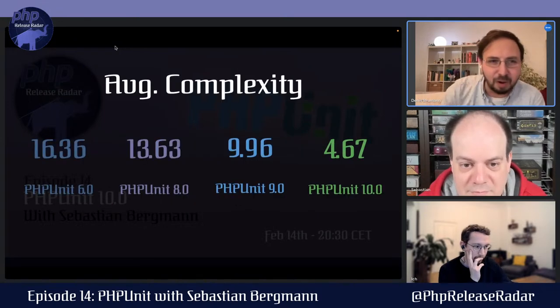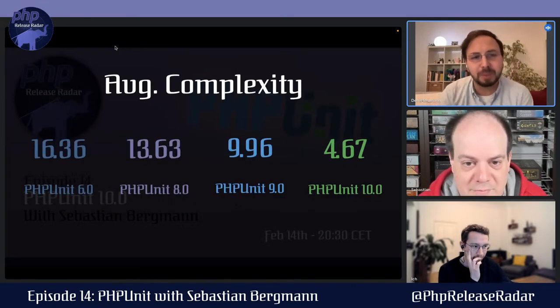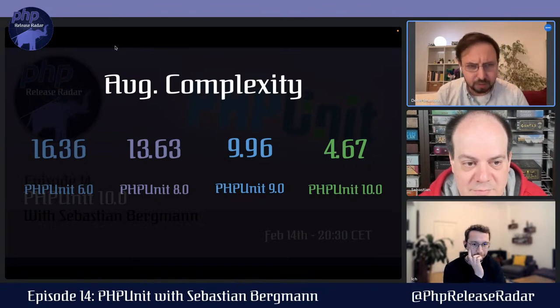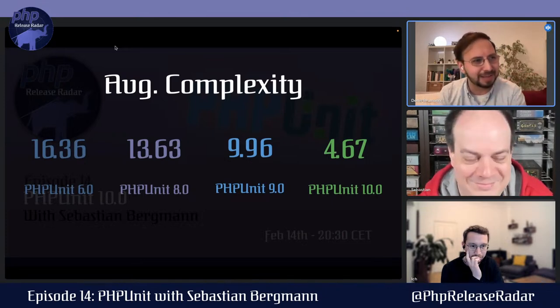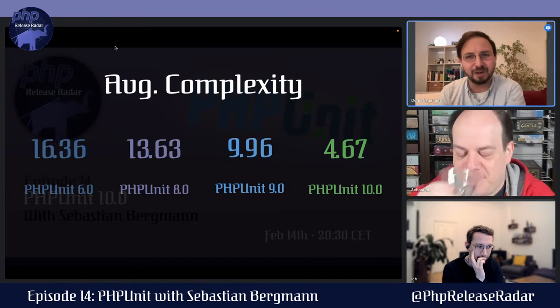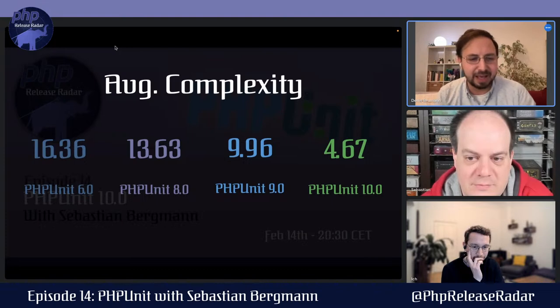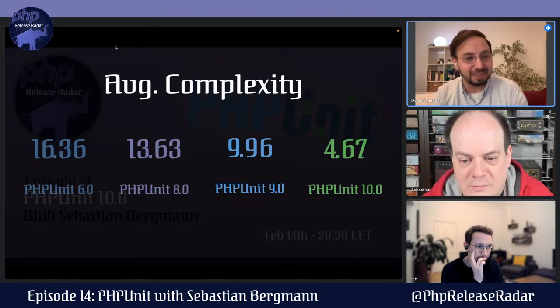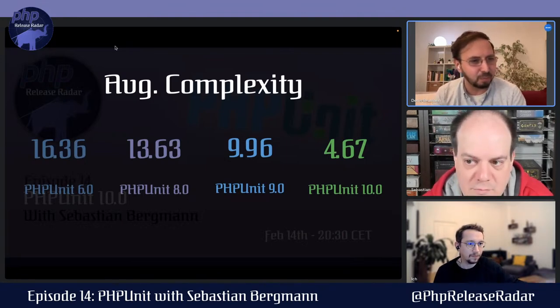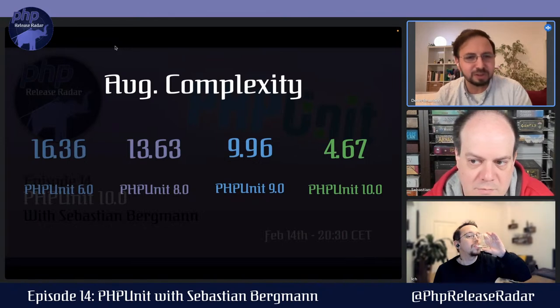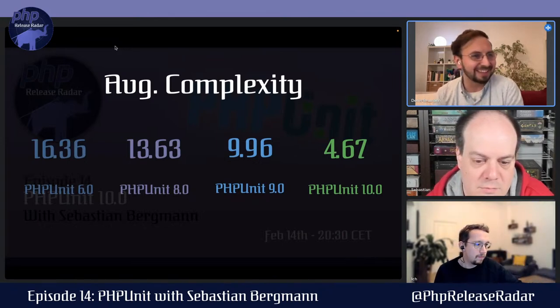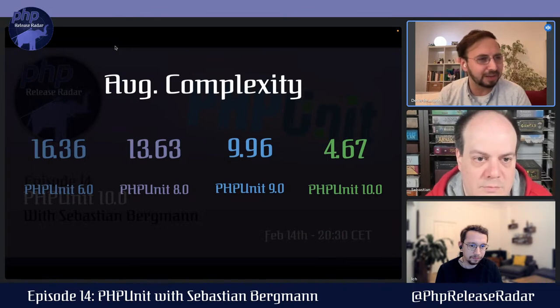And also, if you see the average complexity of PHPUnit, I think it peaked at around PHPUnit 6, and then it gradually became less and less complex. Now you can see what a big change it is at 4.67 in PHPUnit 10. And that just shows what you mentioned, the effort. Were these numbers something that you looked at when making those changes, or is it just incidental that the complexity was reduced and you focused on something else?